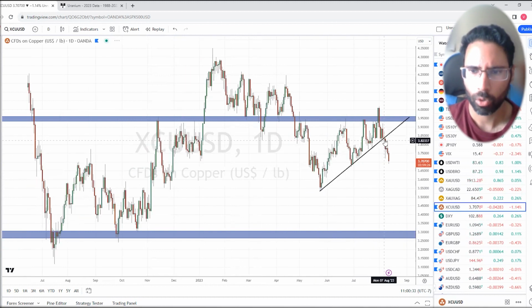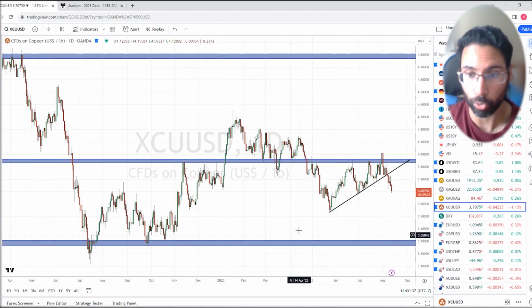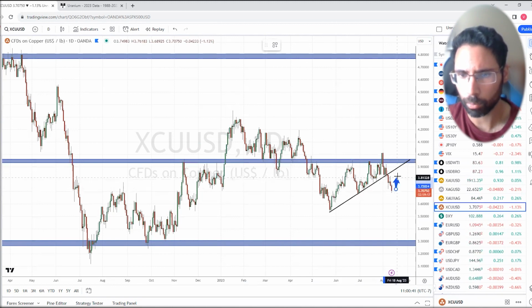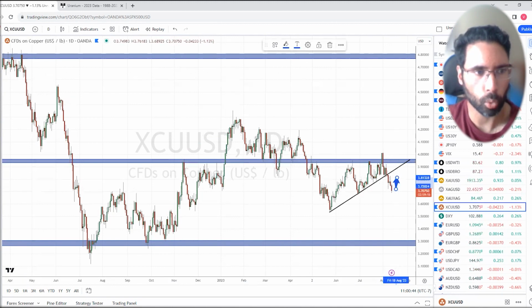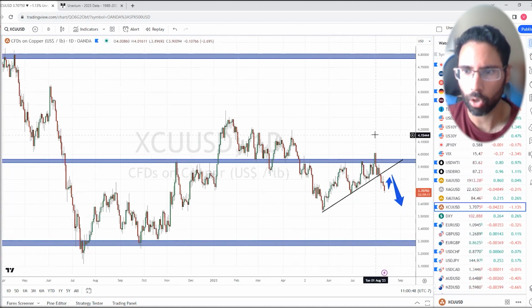So it does look like we're going to be heading back to the 350 zone here as well, and possibly 330 if the momentum continues. So what I would watch for is some sort of maybe retracement and lower high before we continue the trend, or the downtrend here, lower.